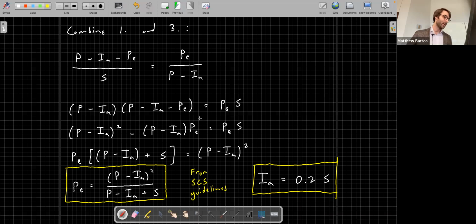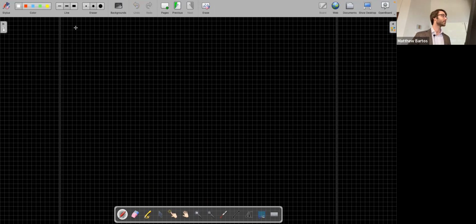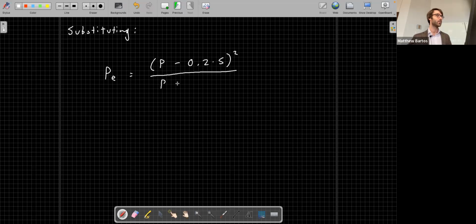Okay, so if we substitute this value back into our expression for the excess precipitation, we get that the total excess precipitation is equal to the quantity total precipitation minus 0.2 times the maximum storage, all squared, divided by total precipitation plus 0.8 times the maximum possible storage S. Okay, so this is the equation you will usually see. This is how it's presented in HMS and SWMM.